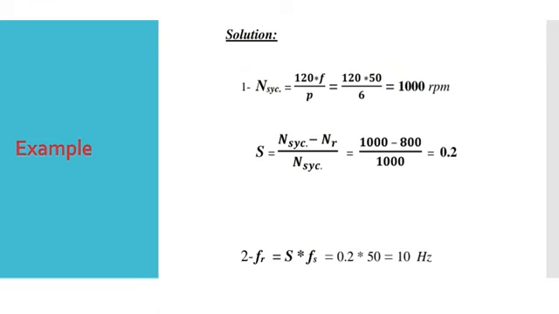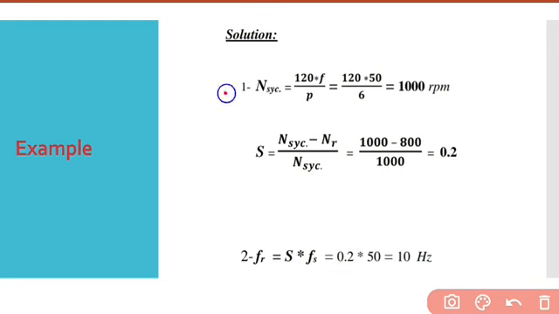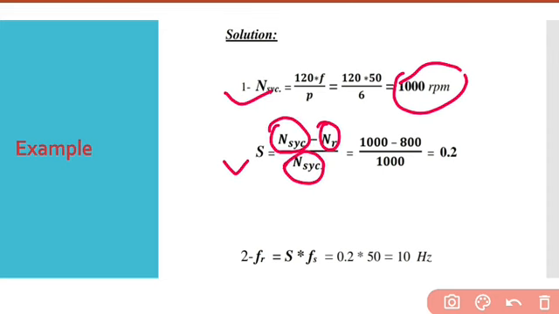First of all, we apply the equation for the synchronous speed, that is 120 f by p. A frequency of 50 hertz and 6 poles are given in the data. So here we found the synchronous speed is 1000 rpm. From that, if we apply the equation of slip, that is the synchronous speed minus the rotor speed divided by the synchronous speed, and put in the data, you will get the answer 0.2. That is the value of slip we find out here.